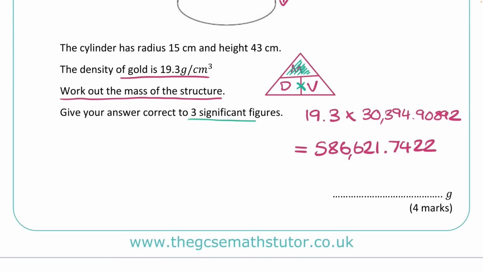So 3 significant figures, I want to chop it here after my third number. So 586. So it's either going to be 586,000 or 587,000. After the line we have a 6, so it is going to round that up as it's closer to 587,000. So that is 587,000 grams. And there we go. That is the mass of the structure.